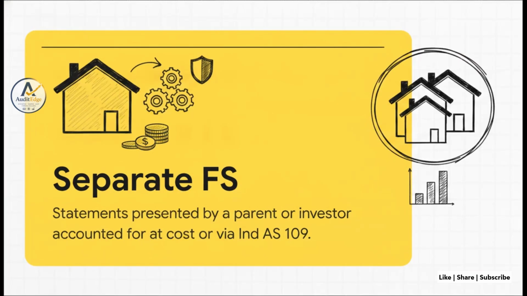Moving on to Section 2, the important definitions. To get the accounting right, we must first understand the terms. There is a very important distinction between separate and consolidated financial statements. You see, consolidated statements treat the parent and all the subsidiaries as one single economic entity, like one big family. But separate financial statements, that is when a parent or investor presents their accounts where the investments are accounted for strictly at cost, or under IND AS 109. It is a simple but very critical difference.